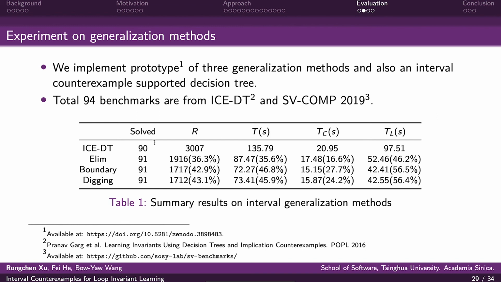We can see that our three methods have significant performance improvements compared to the baseline. Also, our methods solved one more case than the baseline. Among our methods, the boundary generalization and the digging generalization are better than the variable elimination. These two methods have more than 40% improvement on both rounds and total time.